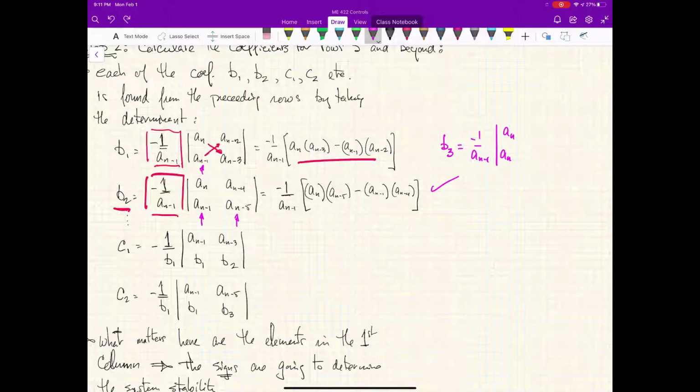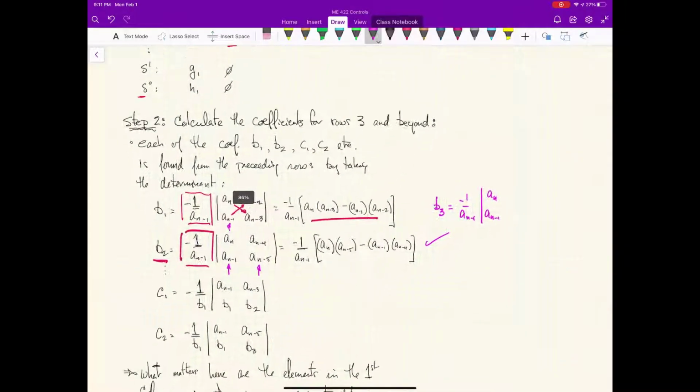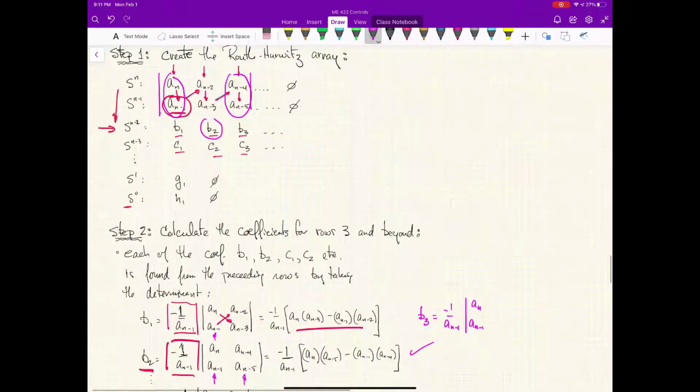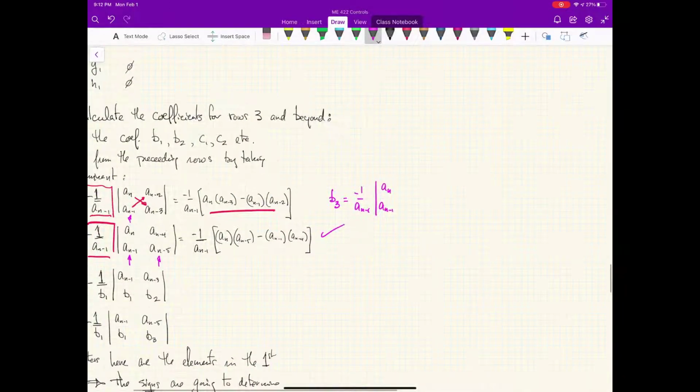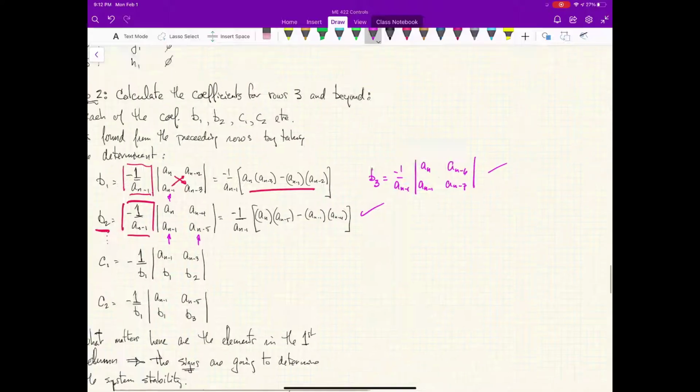Cleaner here, a_{n-1}. Where's my b's there? B3. Okay, so this is this guy right there. I've done it. And times the terms that would be right here, and that would be, let's write them out, a_n, a_{n-6}, a_{n-7}. So a_{n-6}, a_{n-7}. Okay, and well, I've got B3. Okay, you get the idea.